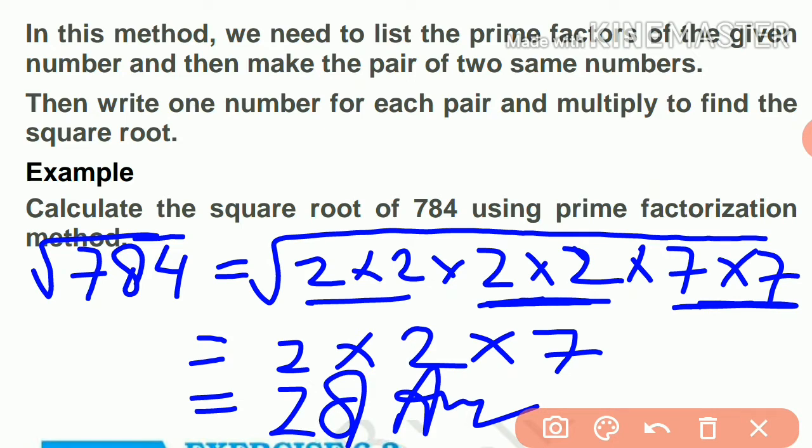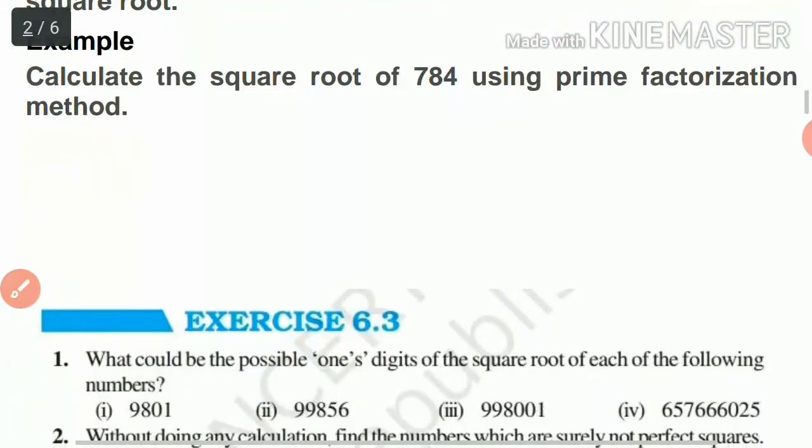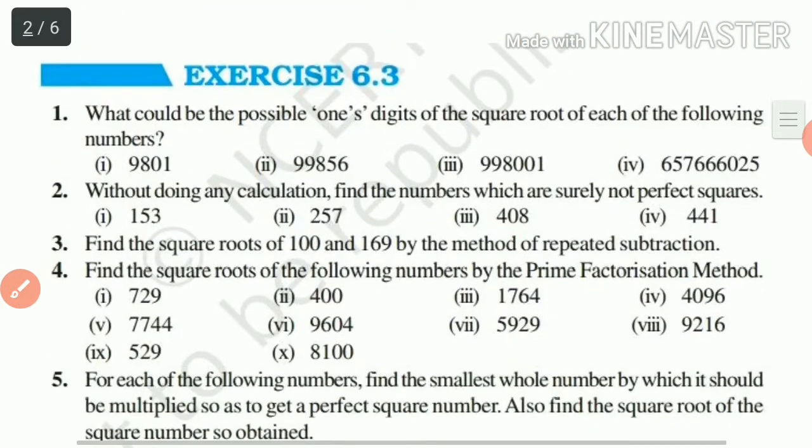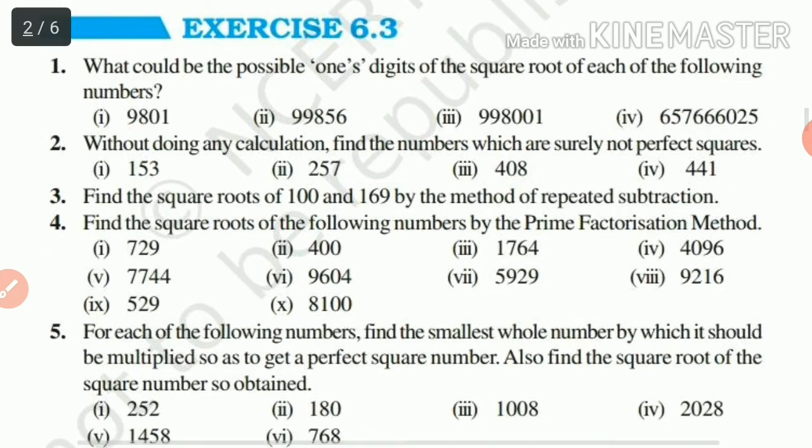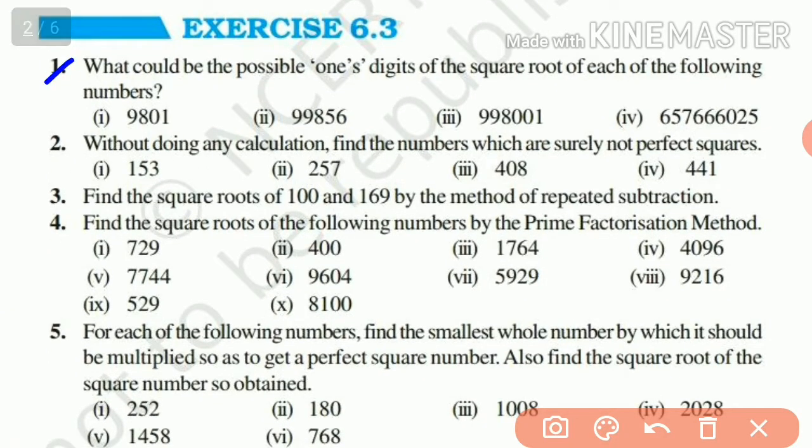Let's start exercise 6.3. In this exercise there are some questions. Question number 1: what could be the possible ones digit of the square root of the following numbers?